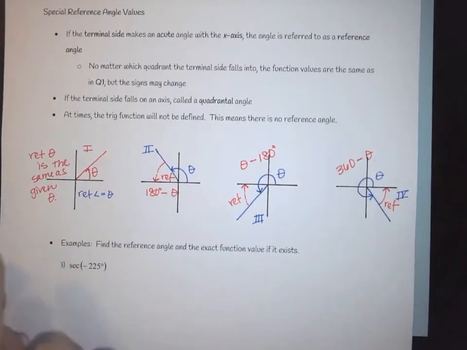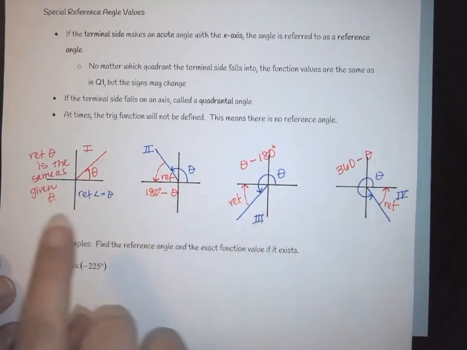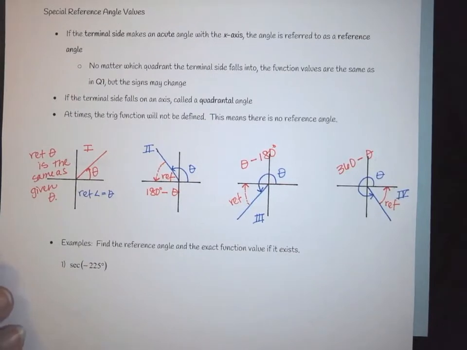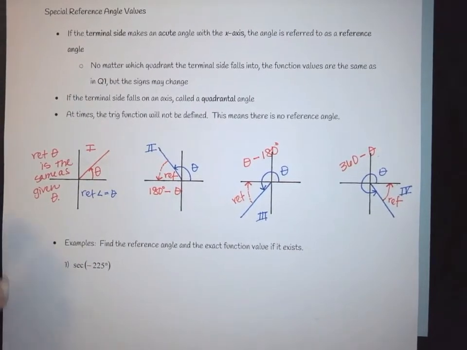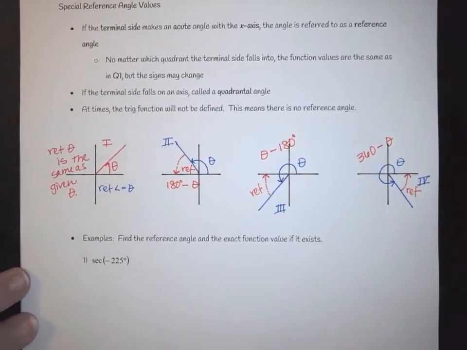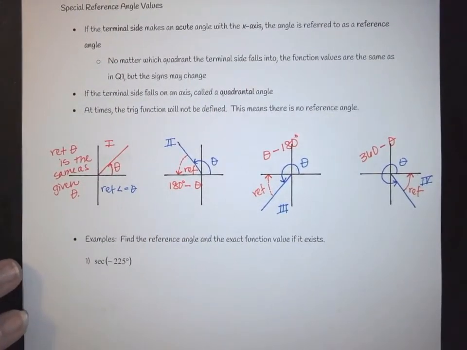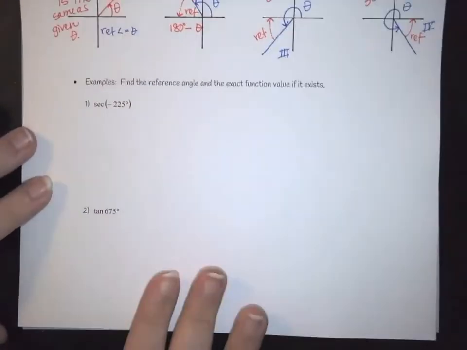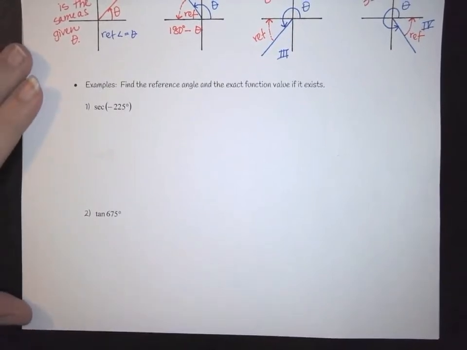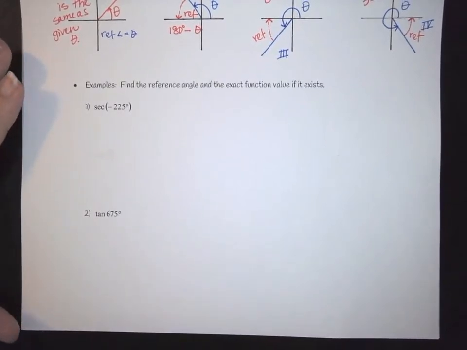Okay? So 4 different quadrants, 4 different ways that we calculate that reference angle. Now when you're doing your work, you need to make sure that you are keeping track of what is the angle in your problem and what is the reference angle that you are using to help solve. So let's look at a couple examples here. So overall, we are trying to find the reference angle and the exact function value if it exists.